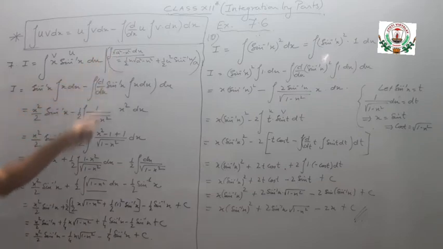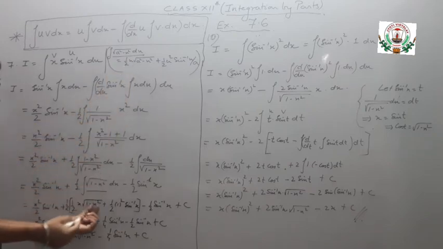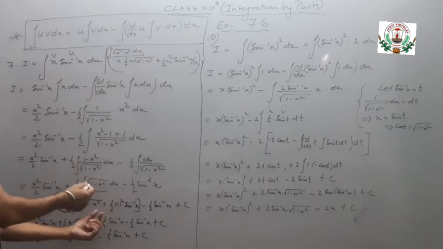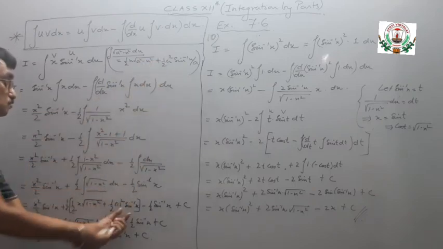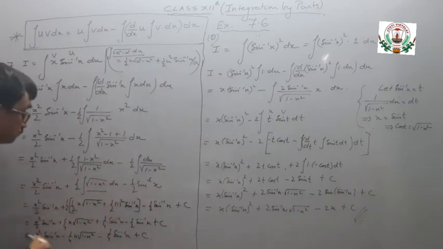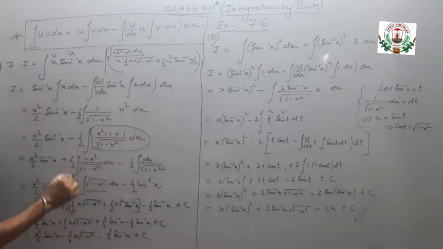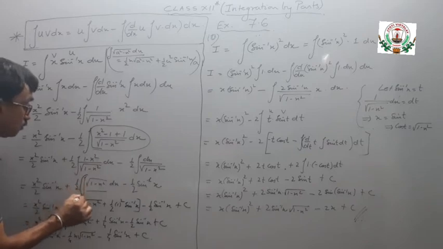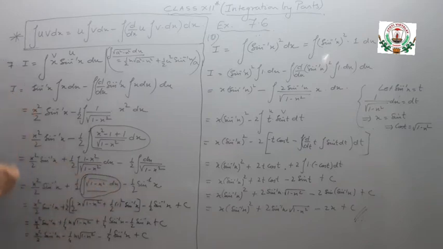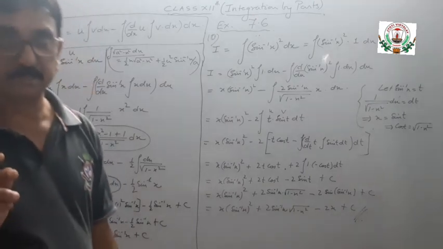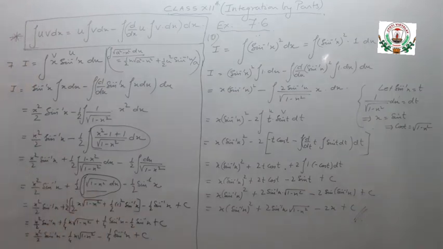Under root a, the value of a is 1 and the value of x is x. So 1 by 2x under root 1 square minus x square plus 1 by 2a square, a is 1, 1 square, sine inverse of x by a, sine inverse of x by 1. And after that you just simplify it, you will get the result. Remember this, how I have converted it, okay? And the formula of integration of under root 1 minus x square with the help of this formula: integration under root a square minus x square dx is given by 1 by 2x under root a square minus x square plus 1 by 2a square sine inverse of x by a.